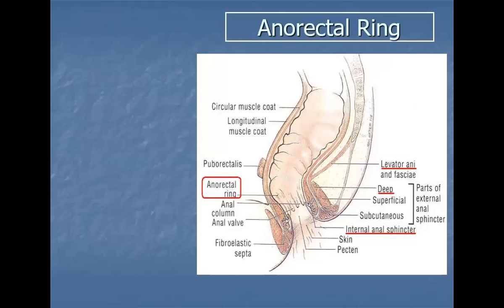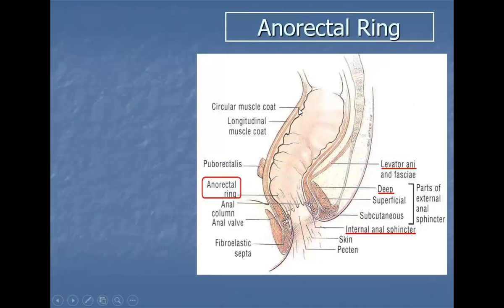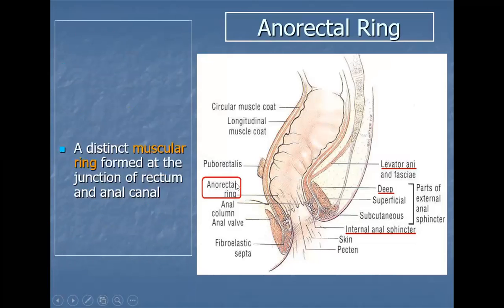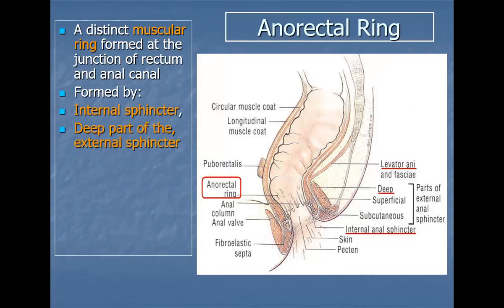Now coming to the anorectal ring. Here is the puborectalis. The anorectal ring is a distinct muscular ring formed at the junction of the rectum and the anal canal, formed by the internal sphincter, the deep part of the external sphincter, and the puborectalis. If you see here, this sphincter is formed by the puborectalis. Then we have the internal sphincter, which is deep inside here. This is the internal sphincter, as well as the deep part of the external sphincter. Only the deep part. Okay.